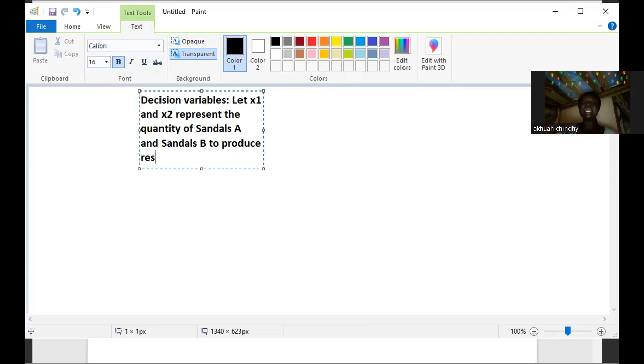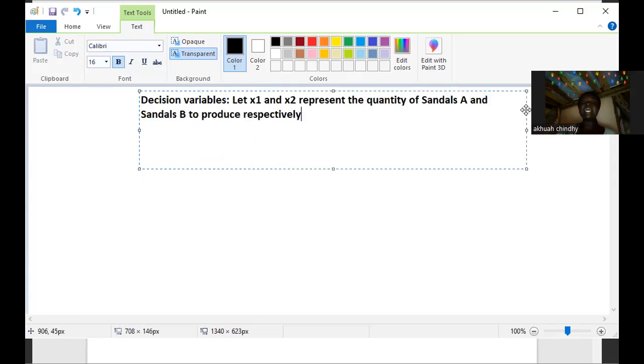Okay. So this is how you would define your decision variable. If anyone reads this and the person has yet to even see the question, the person can relate to what the question is demanding: that we don't know the quantity to produce for A and B yet. So that's the decision variable. That's where you start. So for this one, you get a mark.